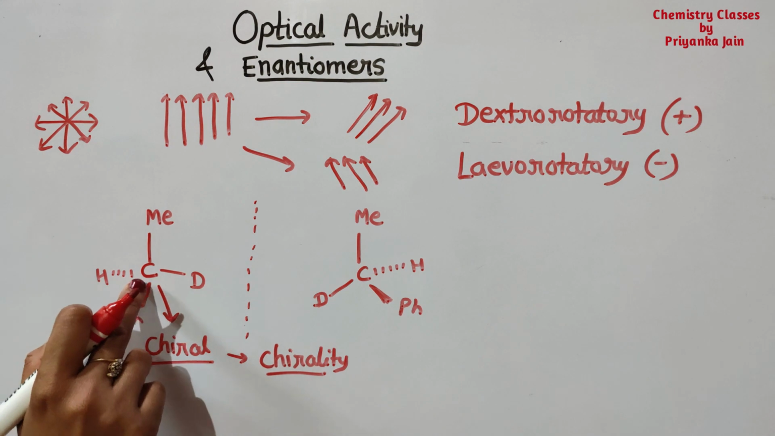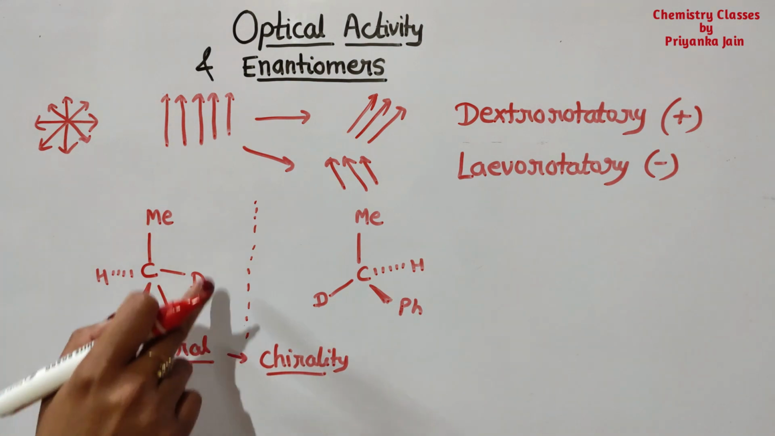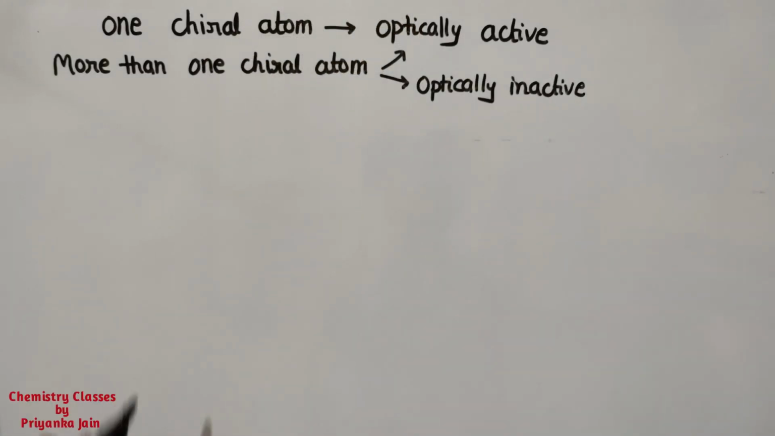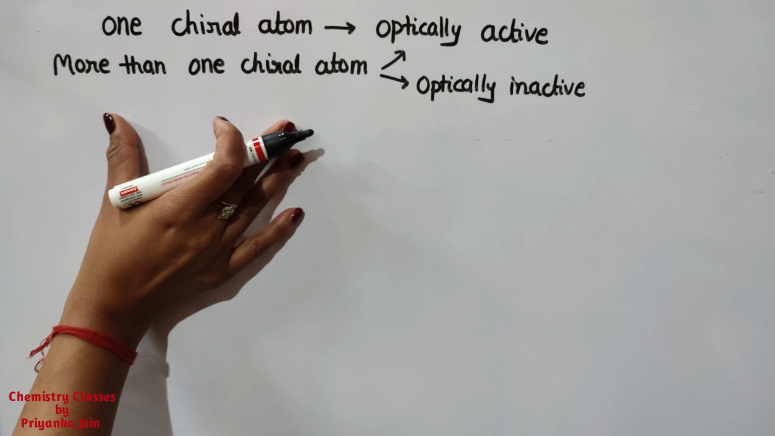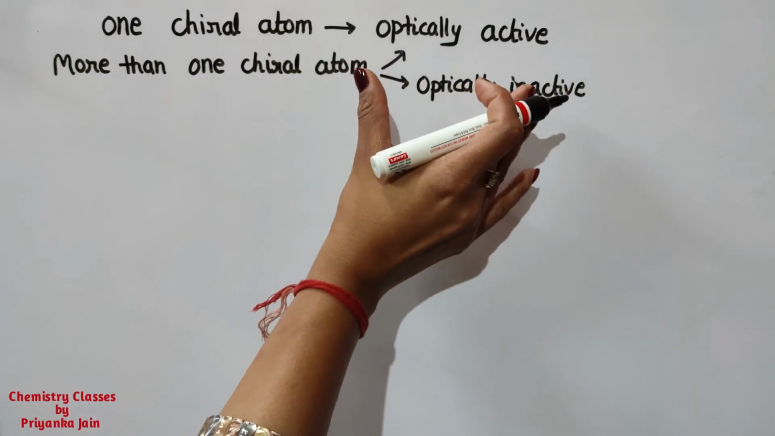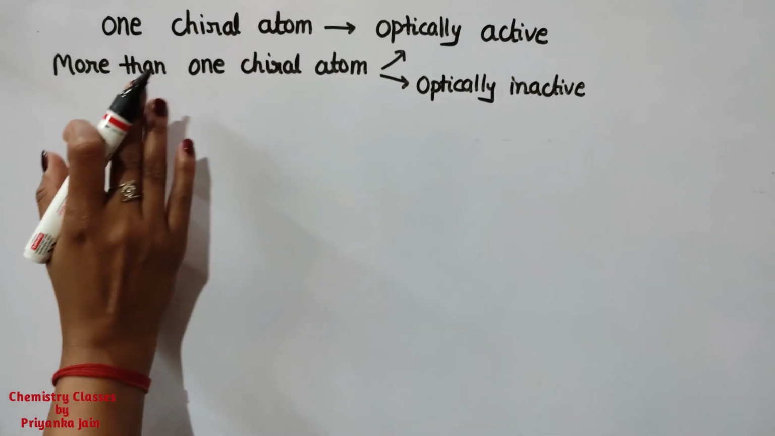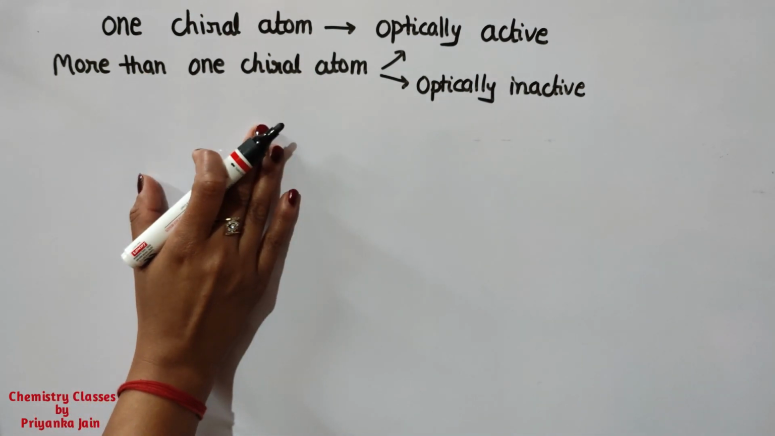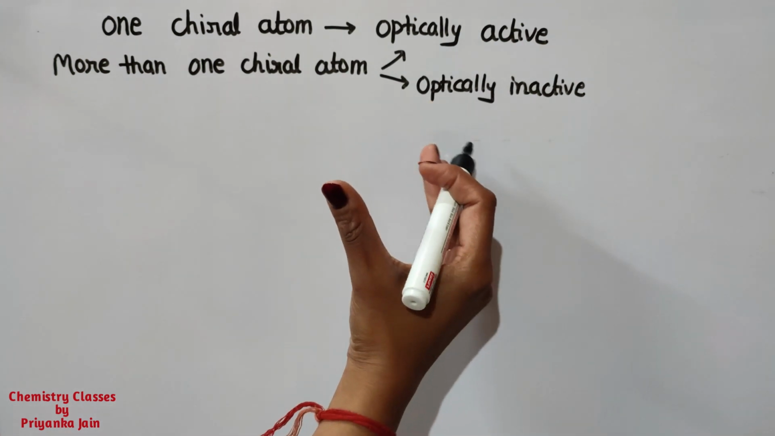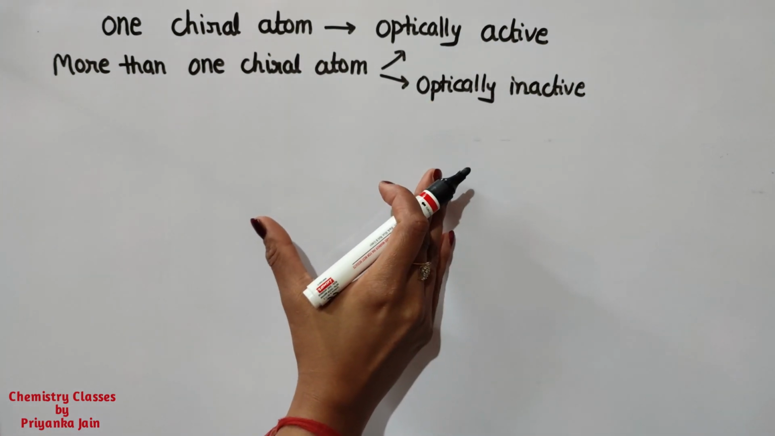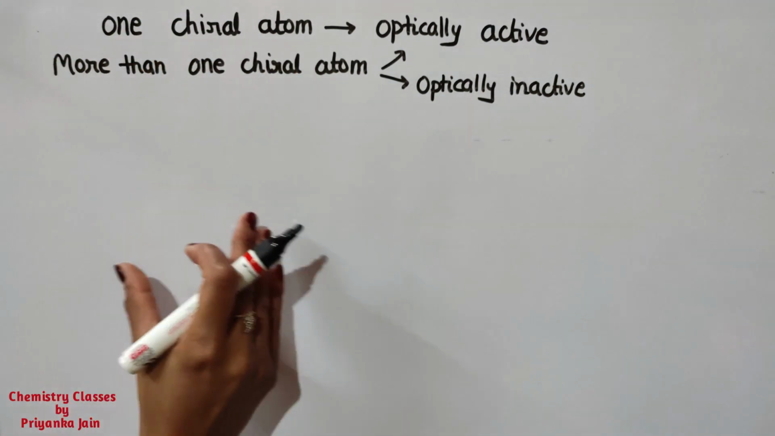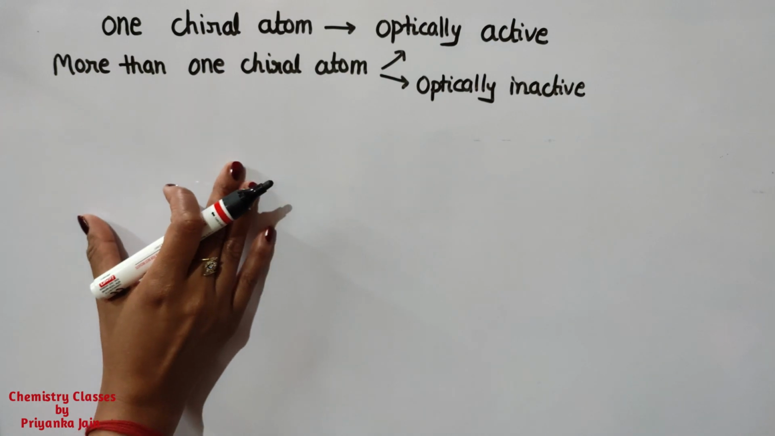This molecule has only one central carbon atom to which 4 different groups are attached. And here is only one chiral carbon atom present, right? So we can say that when one chiral atom is present in a molecule, then it will definitely be optically active, right? But when more than one chiral atom is present in a molecule, then it can be optically active or it cannot be optically active. It means it can be optically inactive. This whole thing depends upon the total symmetry of the molecule, right?